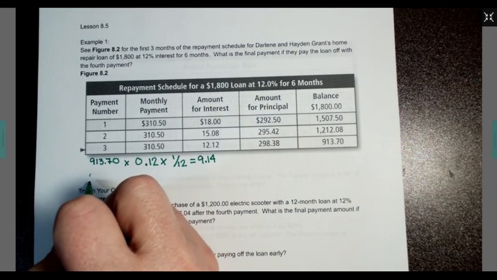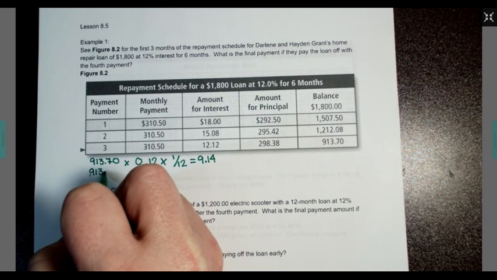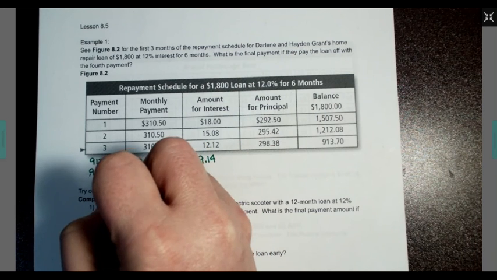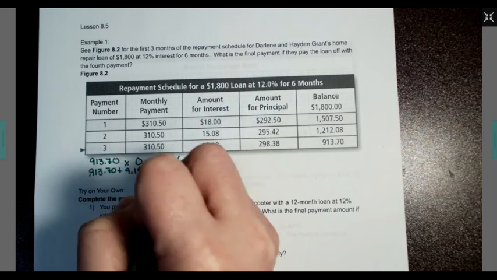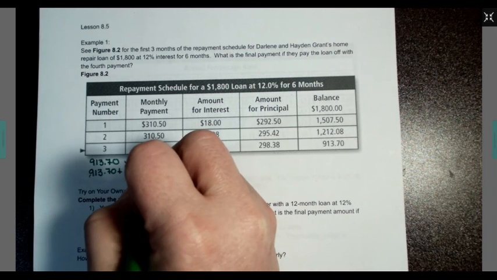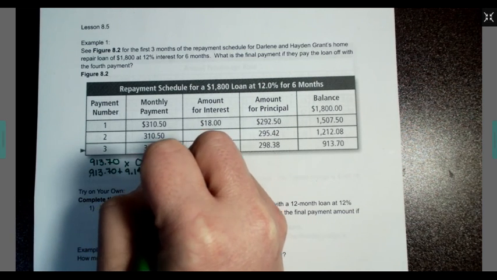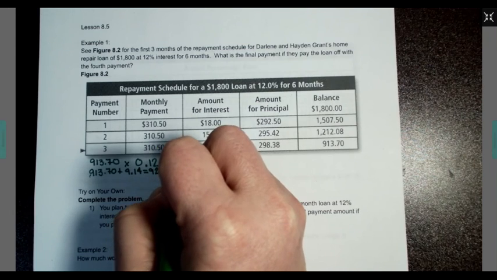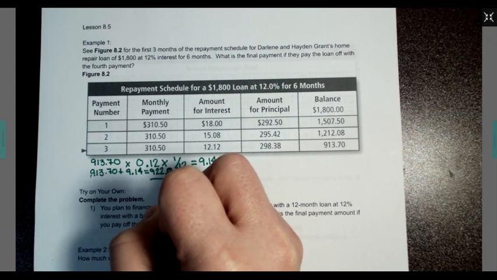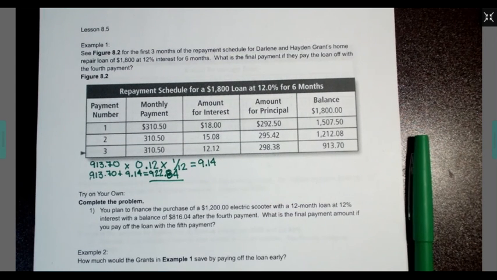So we now take our previous balance and add the current month's interest. So we've got 913.70 plus 9.14, and I get $922.84 is my final payment. So if they were to pay it off in month 4, they would be paying $922.84.